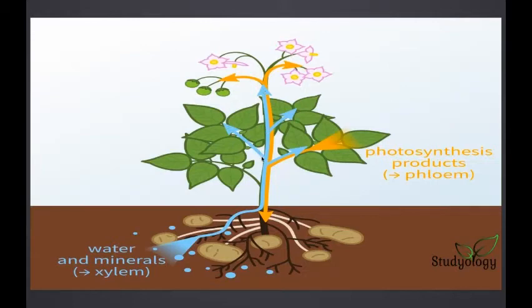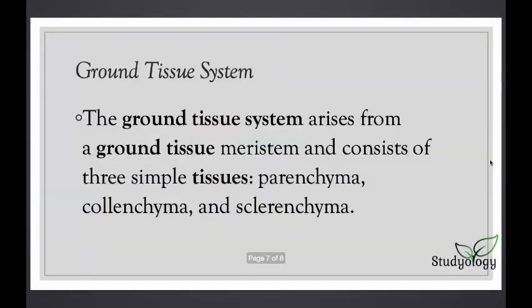So let's move on. Next is the ground tissue system. The ground tissue system arises from a ground tissue meristem and consists of three simple tissues: parenchyma, collenchyma, and sclerenchyma. The ground tissue system is basically made of meristematic tissues and simple tissues. I've mentioned the meristematic tissues and the simple tissues in session 2, so you can go see that. The simple tissues are parenchyma, collenchyma, and sclerenchyma.